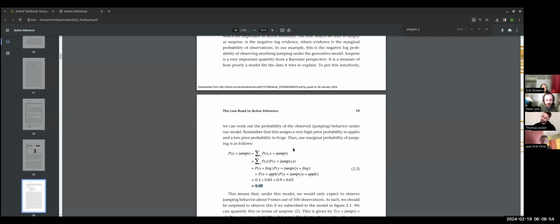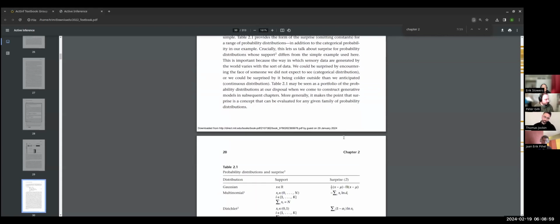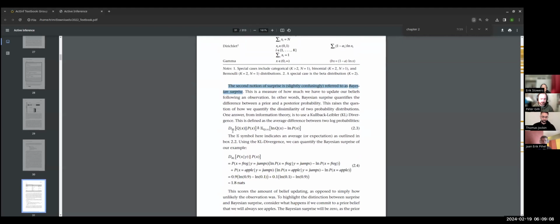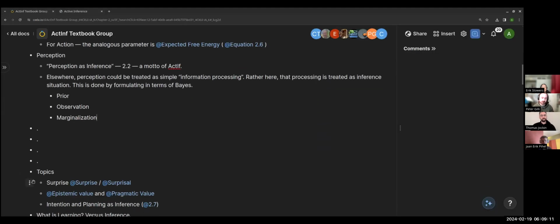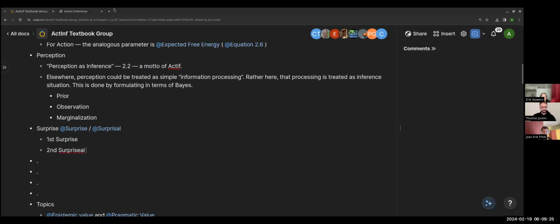And then here on page 20, there's this useful distinction between the notion of surprise as applied in psychology, or at least folk psychology, and the notion of surprise in active inference, namely the Bayesian surprise. Sometimes it's called the surprisal function. So basically, the two concepts are obviously related, but they're not actually identical.